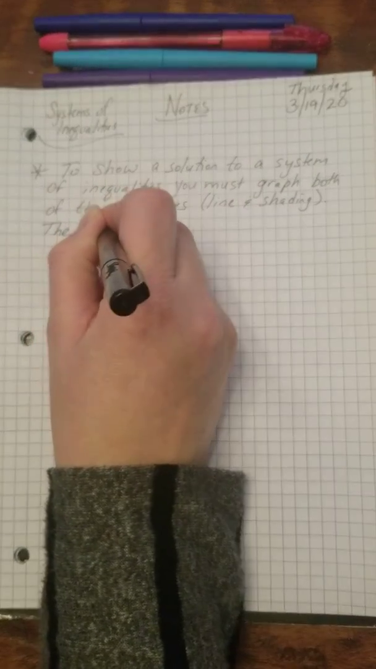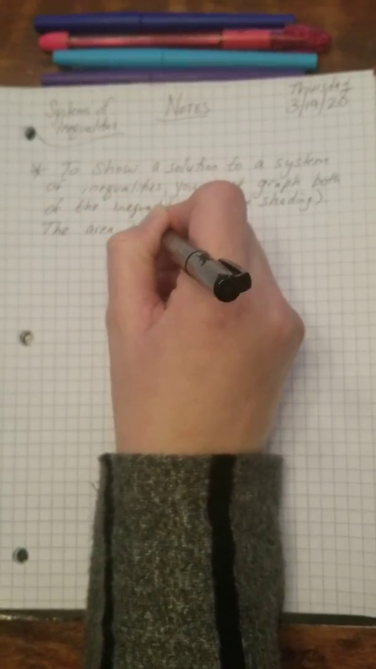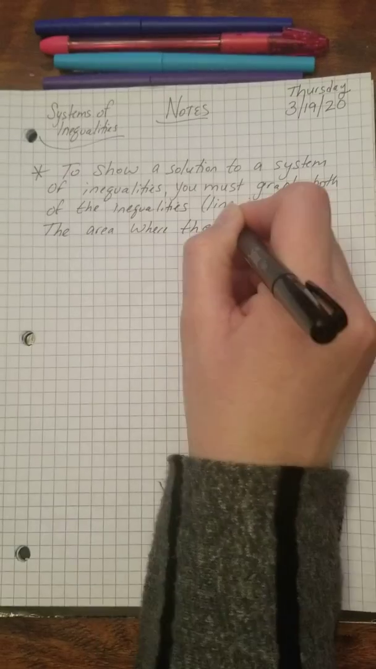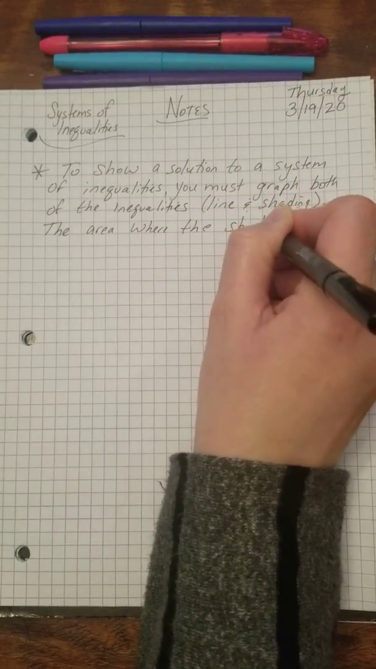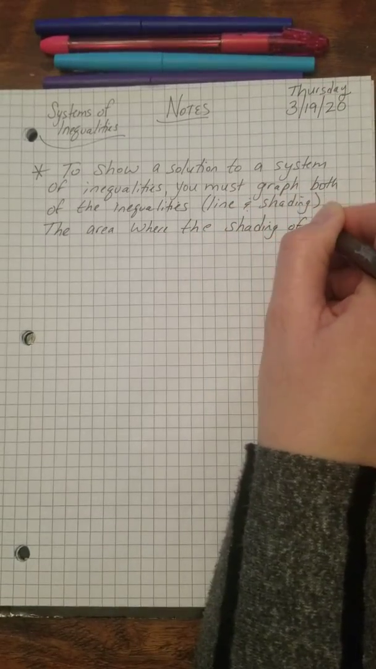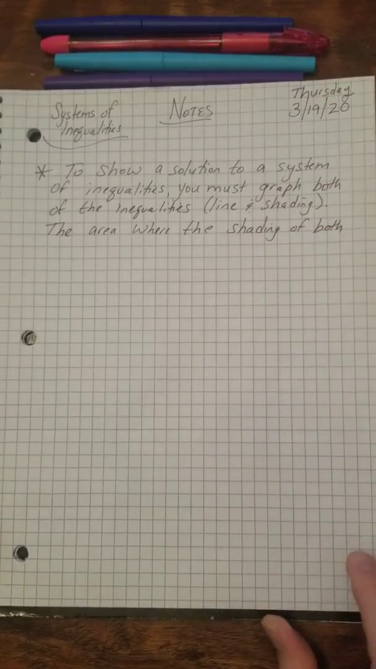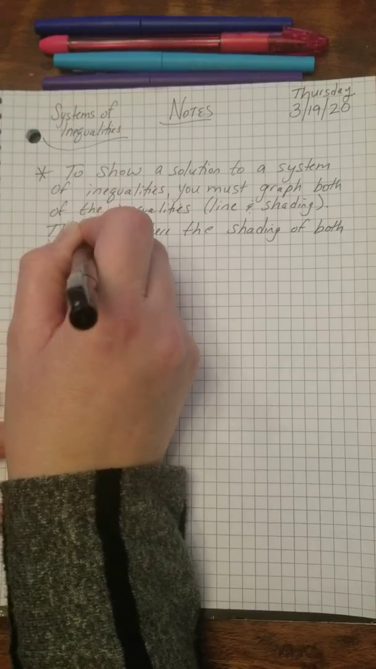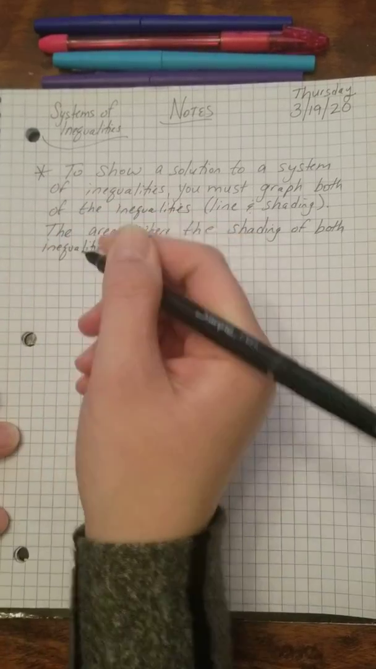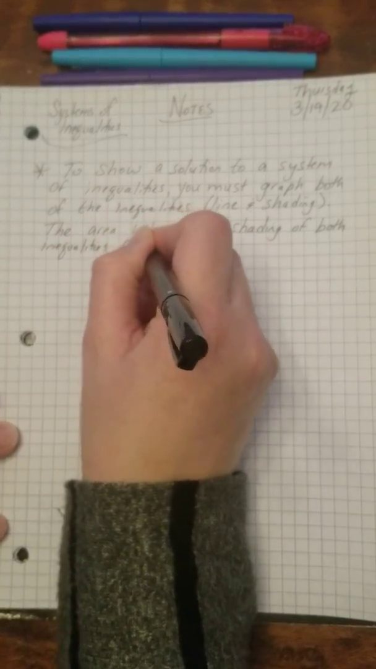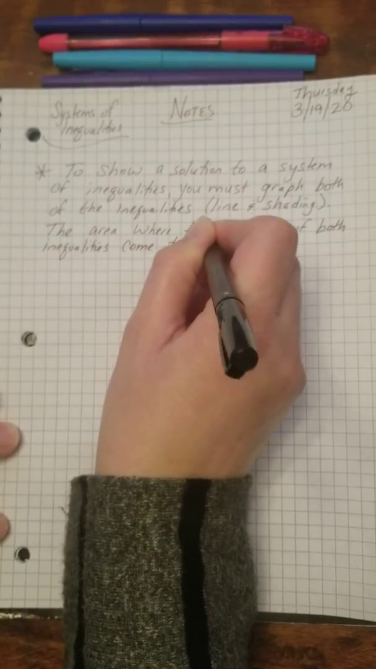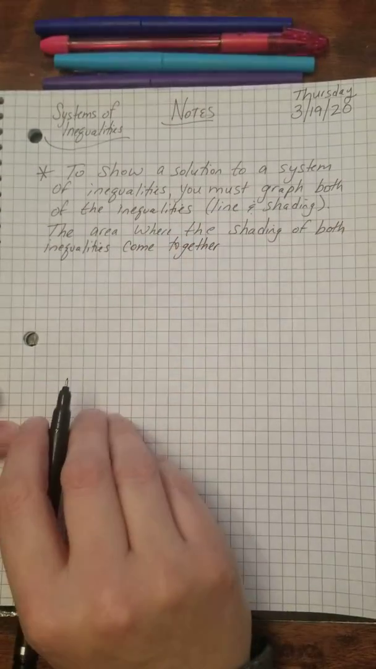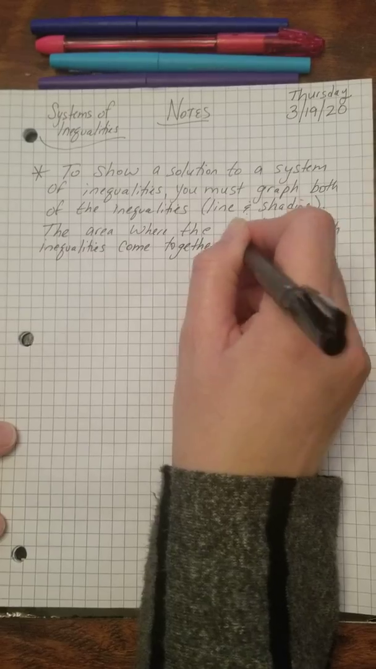So the area where the shading of both inequalities come together is the solution.